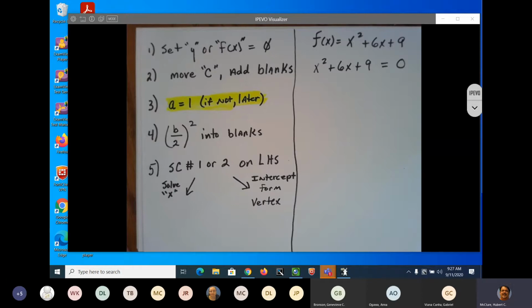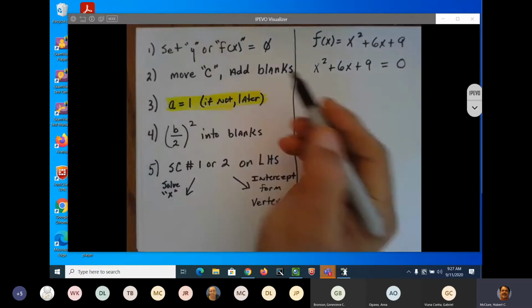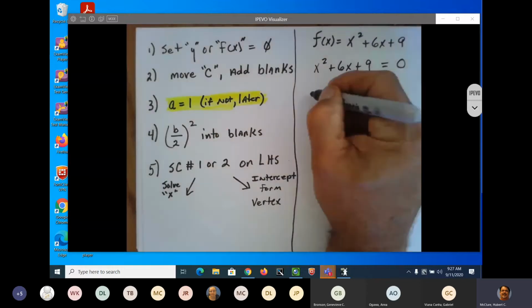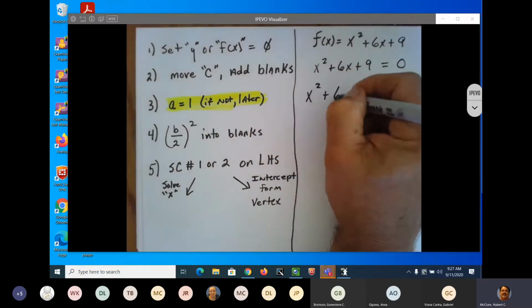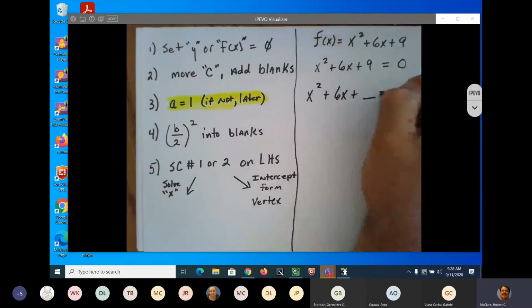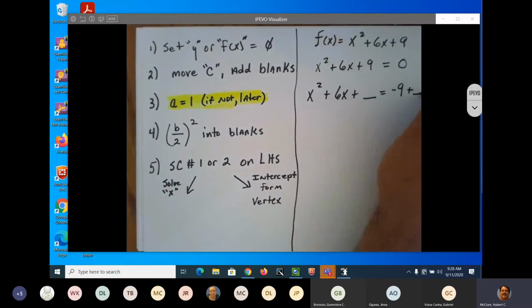Thank you, Mr. Yes. I love when students say, well, where do we move it? Well, I don't know. Just move it up 2 or 3 stories, or move it down 2 or 3 stories. That would make a lot of sense. No, there's only one place you can move it: to the right of the equal sign. And I'm going to add the blank. So x squared plus 6x plus blank is equal to -9 plus blank.